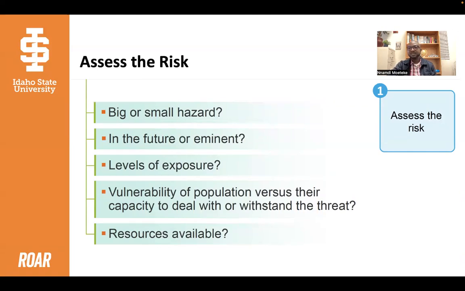We want to know how big or small the threat or hazard is. We want to know how imminent that threat is. Is it going to happen now or in the future? And we want to know the levels of exposure and the vulnerability of the population as against their capacity to deal with the threat. And of course, we want to ascertain the availability of resources to contain that threat.